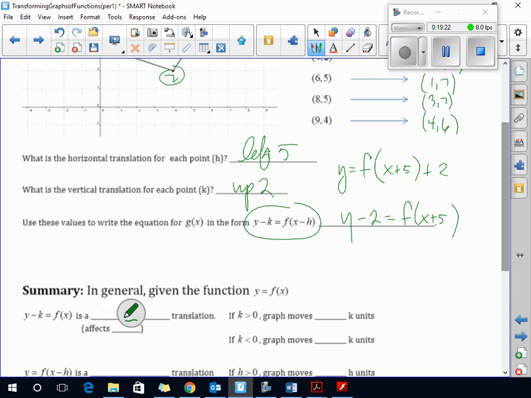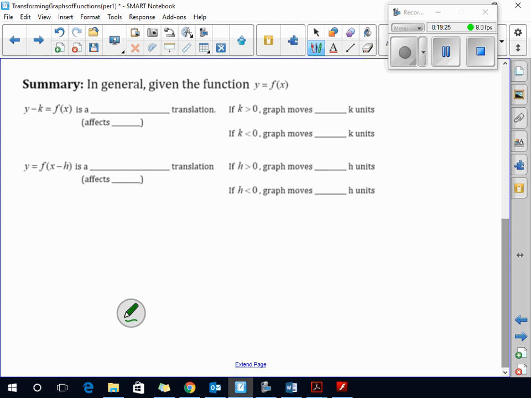If we have k, what kind of translation is that? Is it horizontal or vertical? It's a vertical translation. And that affects, by the way, vertical is C-A-L, your x or your y? Your y. Okay, so look at the form that this is. The k is on the left side with a minus. So it's saying here, if k is greater than 0, so say 5, 6, 7, something like that, positive, right? How would it move it? It would go up that many units.